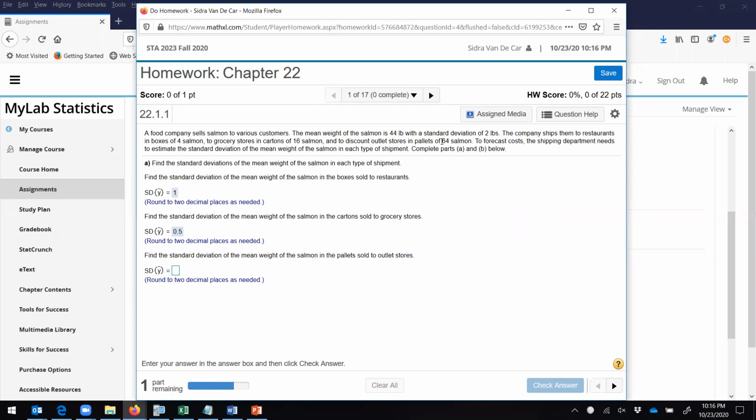And then I'm looking at the 64. So we're doing our standard deviation that's given here, 2, divided by the square root of 64. That's 2 over 8, which is 1/4 or 0.25.